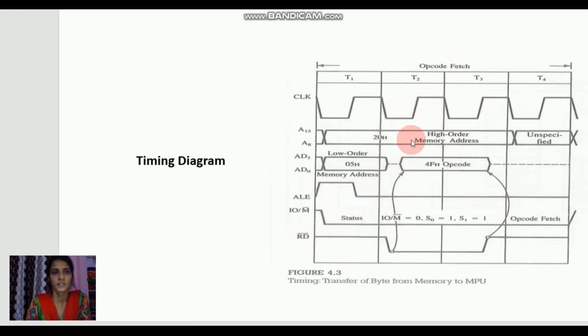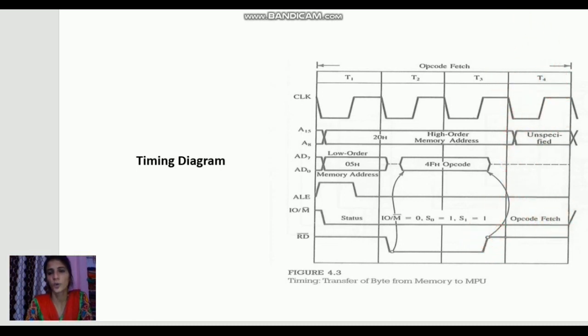In the T2 cycle, the read bar signal goes low. This enables the output buffer of the register with the address put on the bus in T1, and the register data is put on the data bus. So the data bus now carries the data in the 2005 location, or say the opcode. ALE and IO/M bar signals remain low throughout the cycle. In the middle of T3, read bar signal goes high and remains high until the data goes to the instruction decoder register.